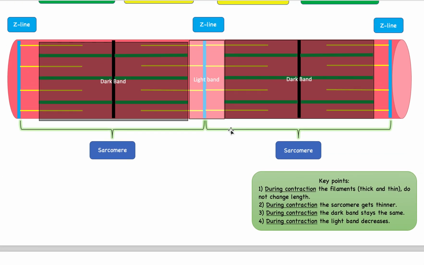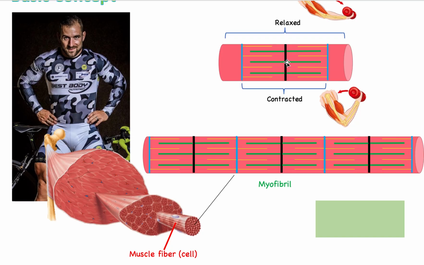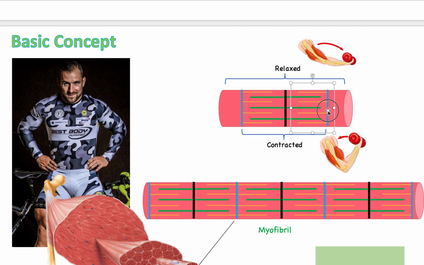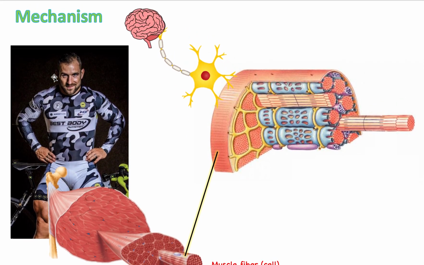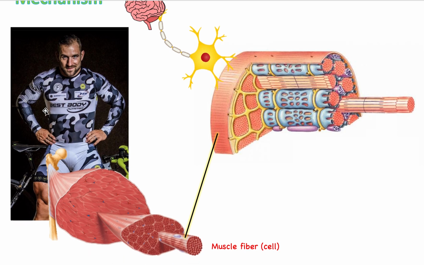So now we're finally going to get into the mechanism. How does this happen? Because I told you that this is what happens when you contract, but I said this doesn't happen with magic. So how does it happen? Let's go back to our guy here, the biker. Okay, he's got very, very strong legs. And now he really needs to bike really hard.